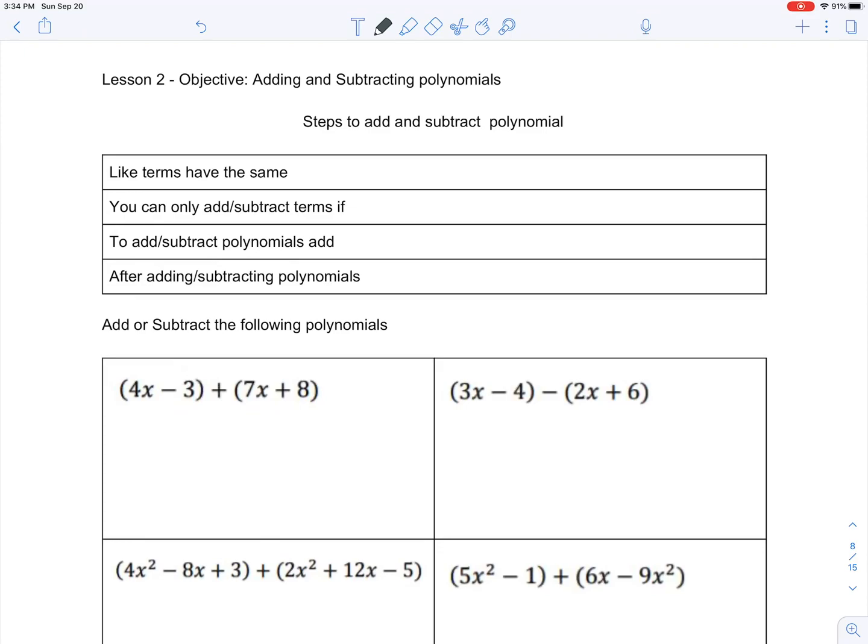Like terms have the same exponent and same base. So like x to the fourth, x to the fourth, these are what we would consider like terms. So if I had 3x squared, comma, negative 12x squared, those are like terms, okay? So you can only add or subtract terms if they are like.